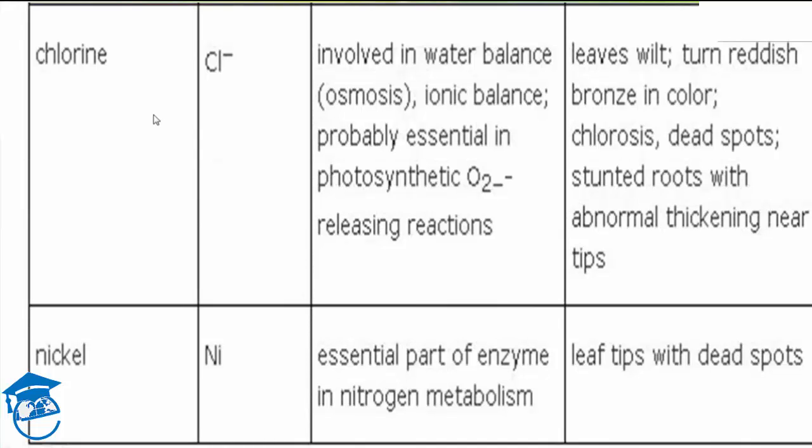Now come to the chlorine and nickel. Chlorine is absorbed in the form of chloride anion, that is Cl-. Okay. Along with Na+ and K+, it helps in determining the solute concentration and anion-cation balance in the cell, students. Okay, so that's the main significance of chlorine, that it helps in maintaining the ionic balance, or it is involved in the water balance, that is osmosis. Okay.